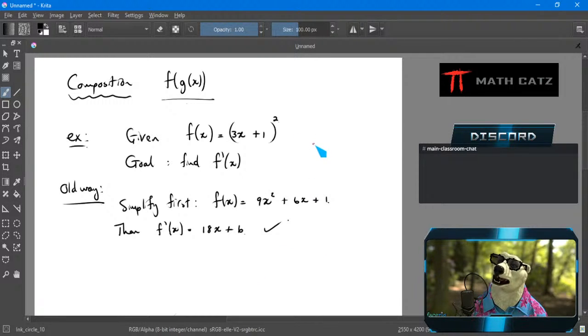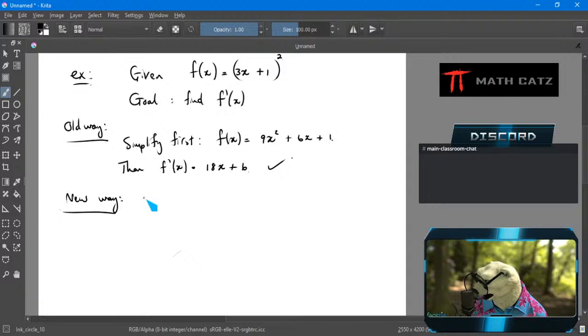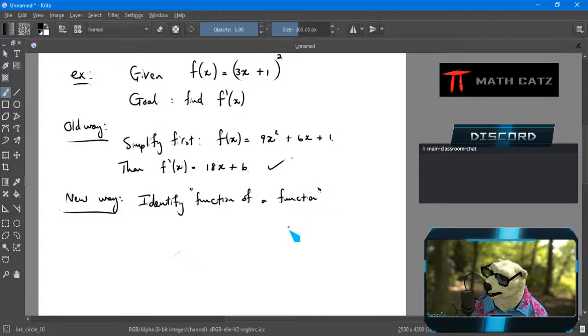But hopefully you can see that this old way isn't always going to work if I don't have an option or it's too time consuming, too much work to simplify first. What do I do? The new way is to identify this as a function of a function. So let's say here, identify function of a function property, or whatever. It's a composition of two functions.